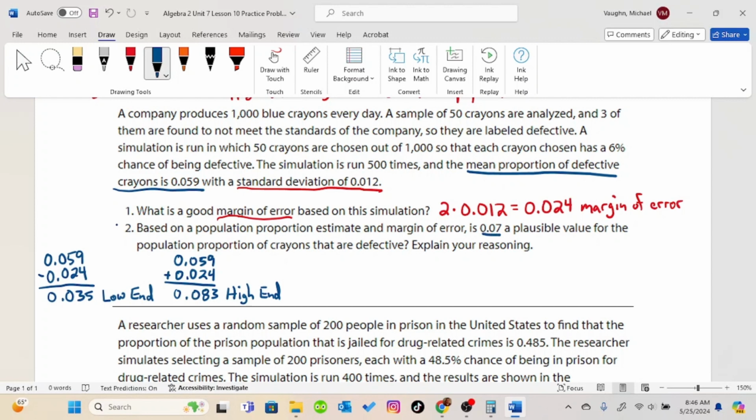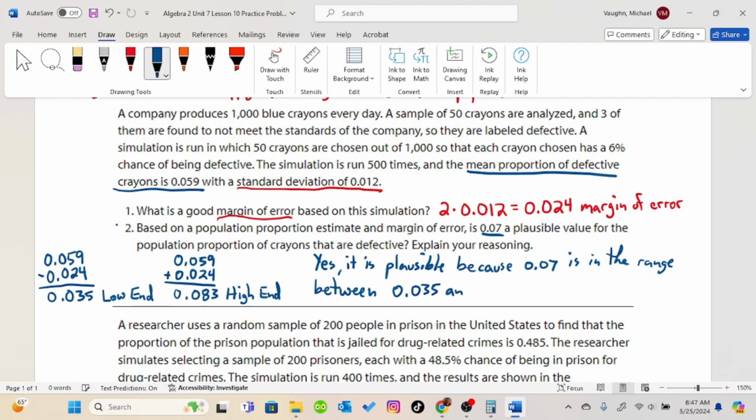So 0.07 is in this range. So yes, it is plausible because 0.07 is in the range between 0.035 and 0.083.